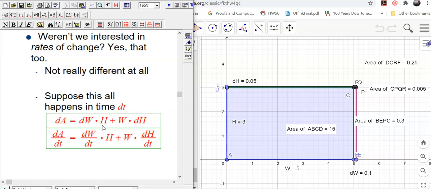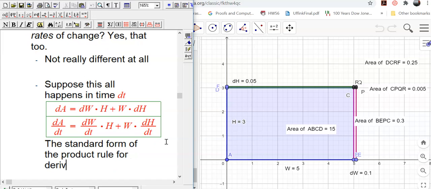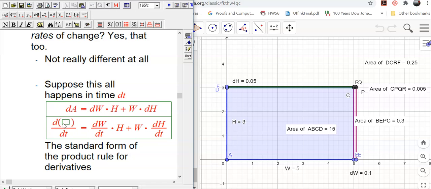Again, I want to emphasize that even though we used the picture to get the intuition, all we've really used is that one quantity, A, is the product of two other quantities. This is a completely general rule, and this is the standard form of the product rule for derivatives. Anytime you have two quantities or two functions and you multiply them together, this is how you take the derivative, and I'll just write it explicitly, of those two things.